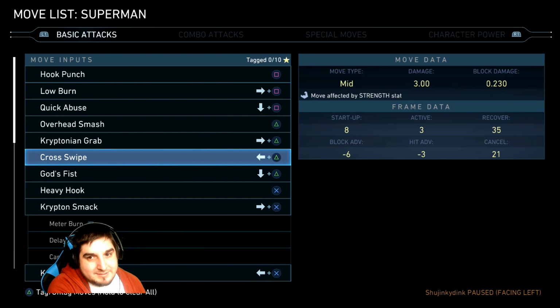So let's use the same formula that we did. We're going to do startup, which is 8 frames, plus active, which is 3 frames, plus recovery, which is 35 frames. So we're at 46, minus the cancel, which is 21. And then we add the block advantage, which is 6.